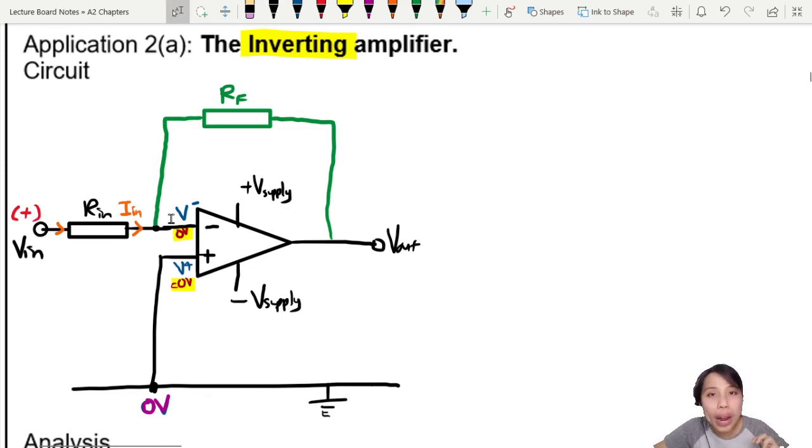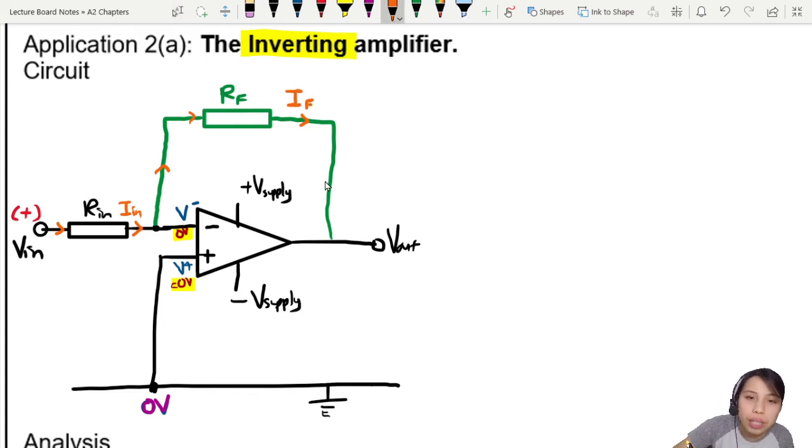But the current says, wait a second, there's a loop here that I can flow. So if your V in is positive, the current will be like, we have a loop. Okay, so current will flow up here through this feedback resistor. This is what we call the feedback current, IF. I'm going to call it that. And flow down to here.